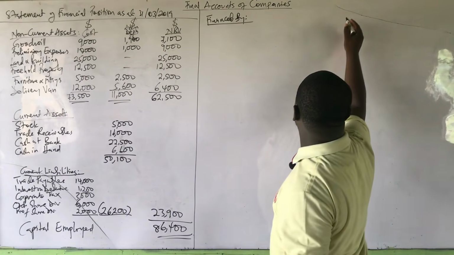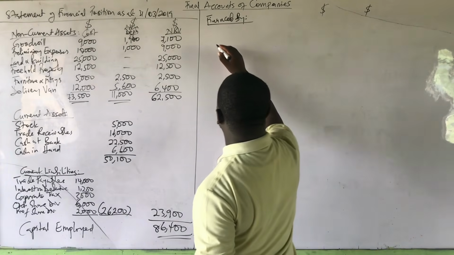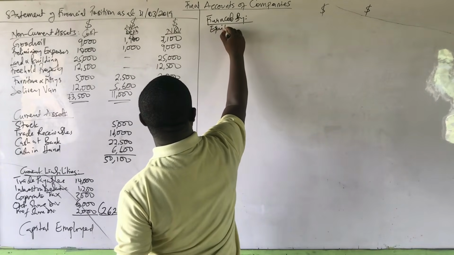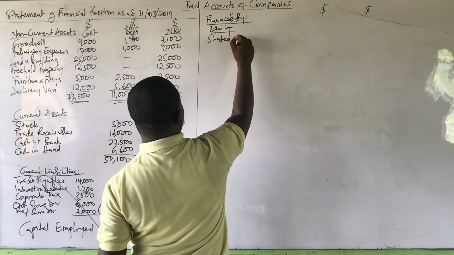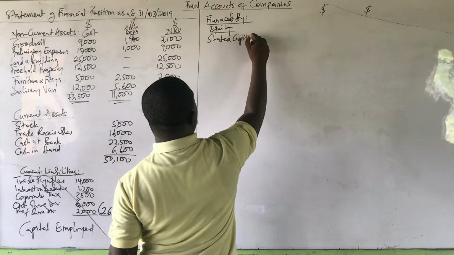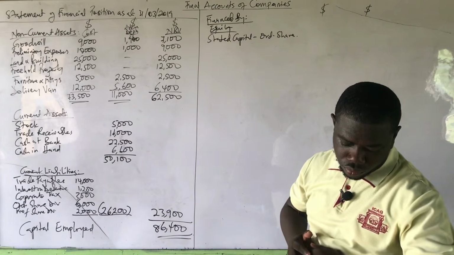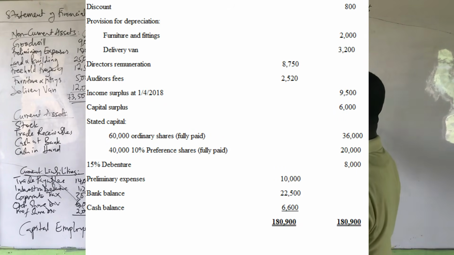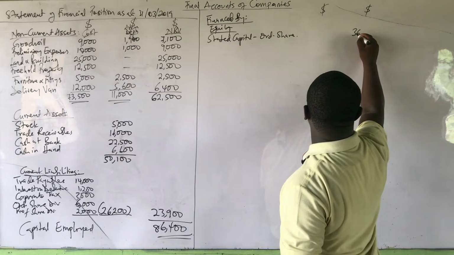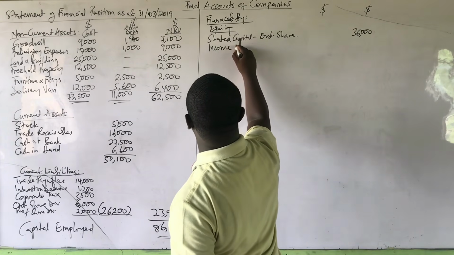And then we look at financed by, the second part of the equation. How were these assets financed? So we begin with the equity component. Under the equity, there is a stated capital, which is the ordinary share capital. The ordinary share capital in this question is 36,000.